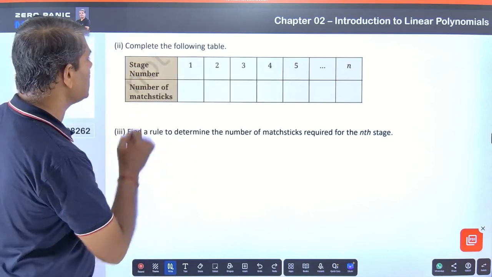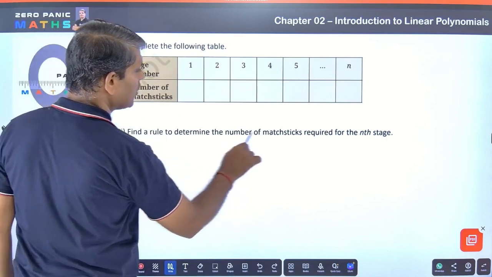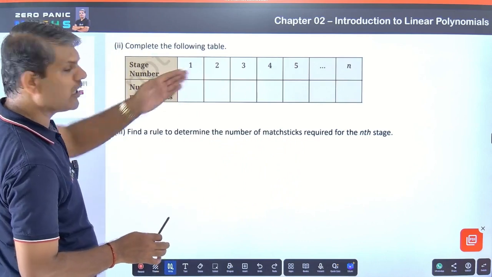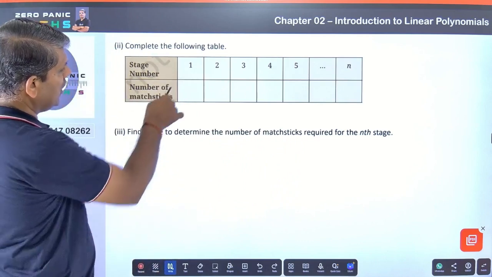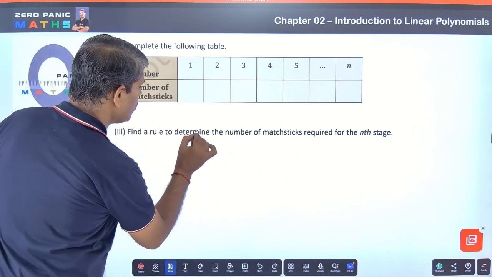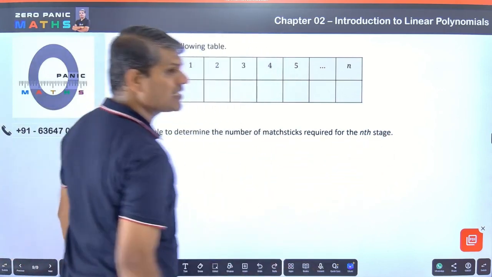Okay, now let us complete this table, but before that we can answer the third question using the formula. Using that formula we can easily fill out the table. Now find a rule to determine the number of matchsticks required for the nth stage.